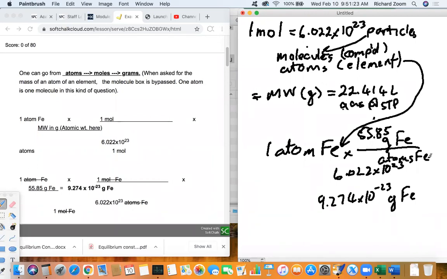All right, so that's what you should get when you put it into your calculator. And I'd like you all to get out your calculator now and try that calculation and make sure that you are indeed getting it.